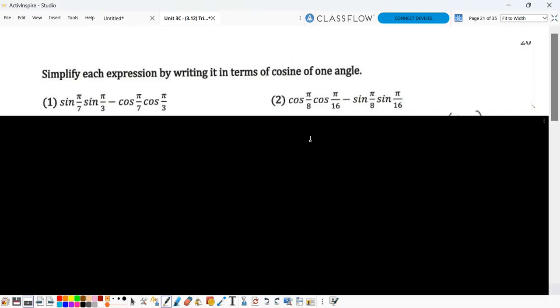How to work backward. Read the directions for each: simplify each expression, writing in terms of sine or cosine. Read the formulas: sine, sine, cosine, cosine. So is it sine or cosine? You know that they are both the same. So that means it is a cosine formula. Cosine, cosine, sine, sine. So it looks like there is a typo here. This is backward.